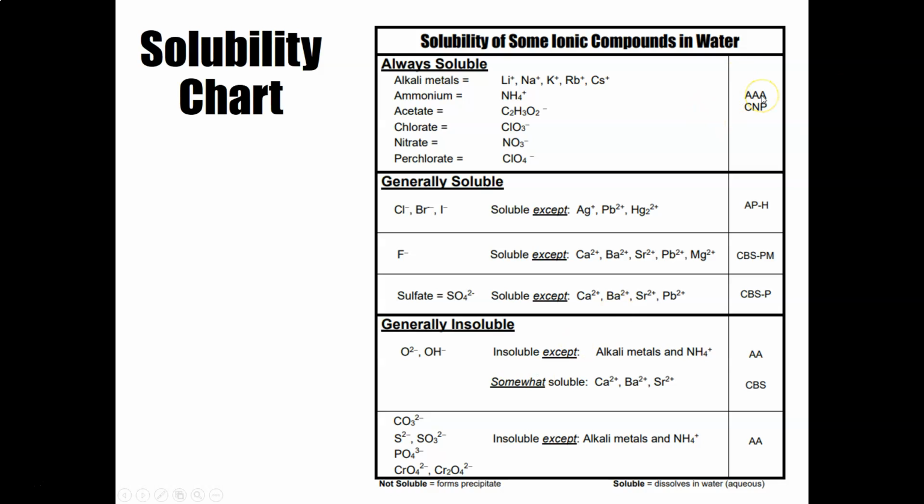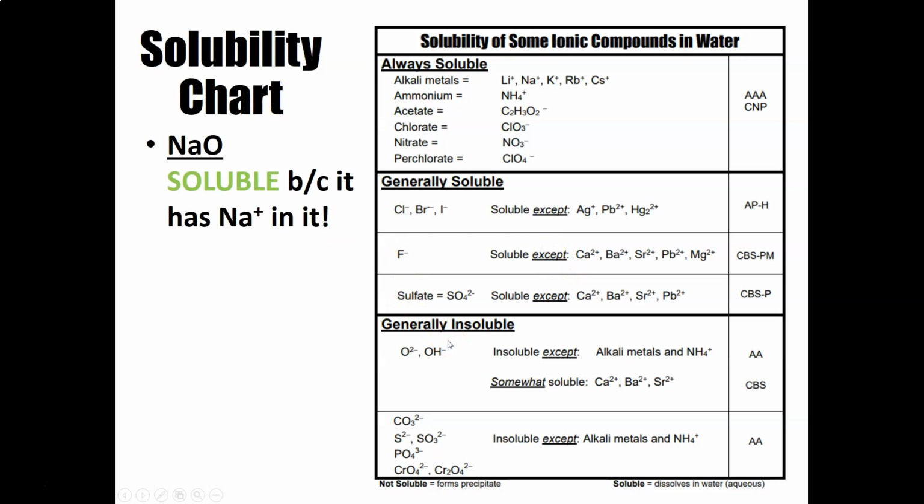You'll notice over here that we have some little helpful reminders. This AAA is to remind you that alkali metals, ammonium, and acetate are always soluble. CNP: chlorate, nitrate, perchlorate. Some of these people may have an easier time memorizing. If you don't like them, you don't have to use them. I'm never going to give you this column and quiz you on what those things represent. It's just a way to help you memorize these if that's useful to you. If you come up with something even better, let me know. I'll just add it to the files for next year.